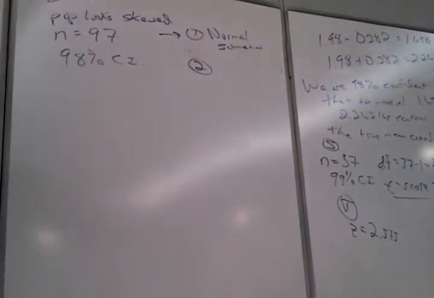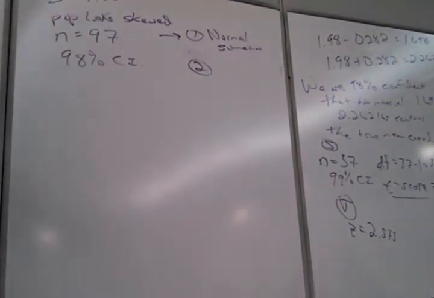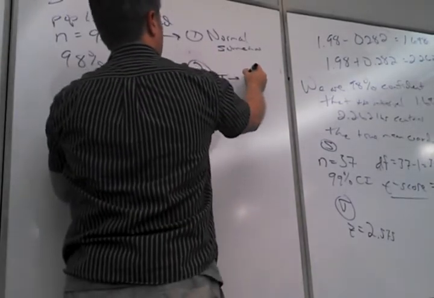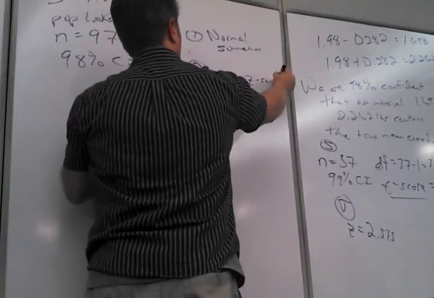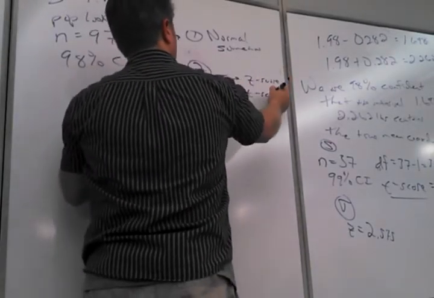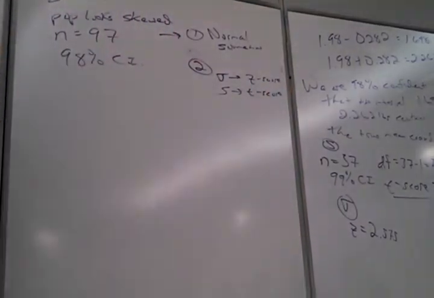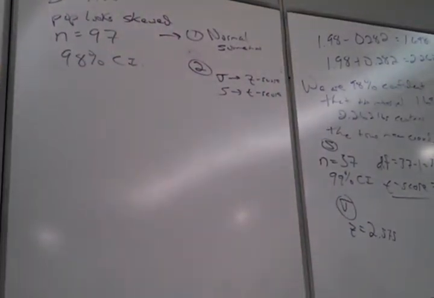And then which one, T or Z, is all based on, do I know sigma? If I know sigma, it's Z. If I only know S, it's T. That's the quick check to see which one to use.